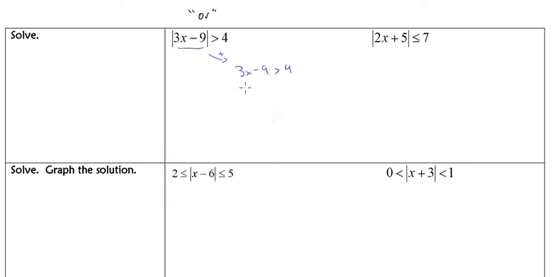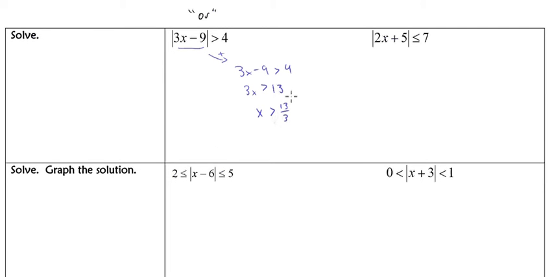Add 9 to each side. We have 3x is greater than 13. Divide by 3, and we'll get x is greater than 13 thirds.